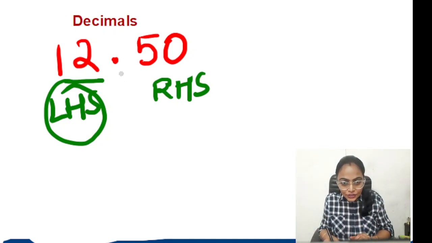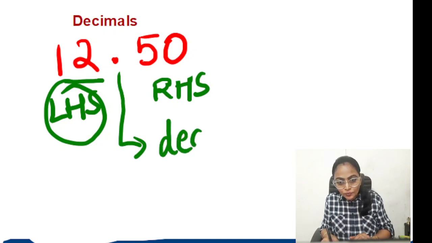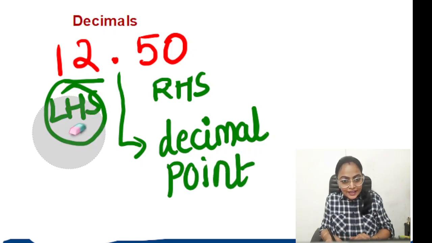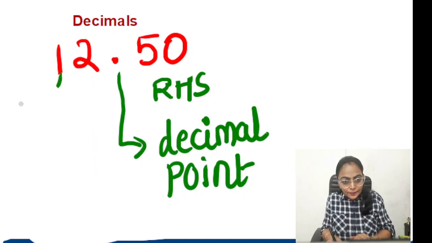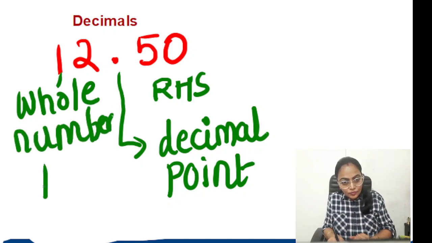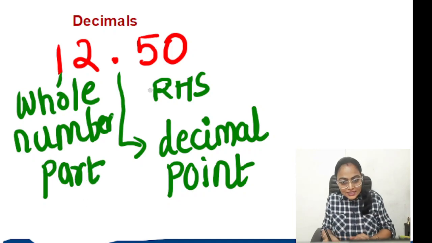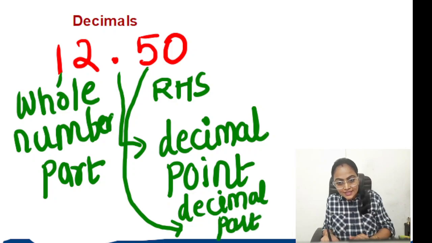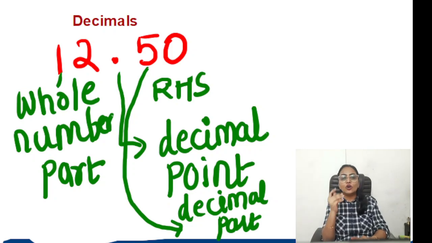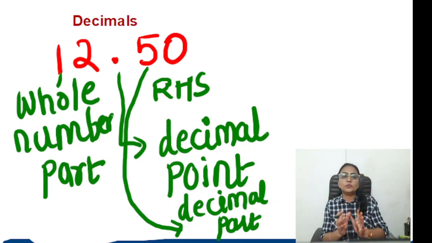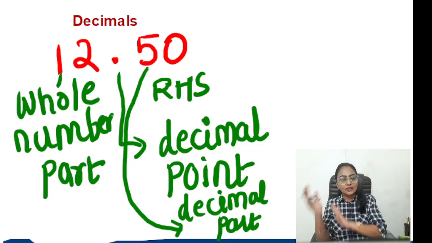Now, this dot is called the decimal point. This left-hand side is the whole number part, and this right-hand side is called the decimal part. Correct? That is, the decimal part represents the fractional part or the part of a whole. The left-hand side represents the whole number part, and the dot in between is called the decimal point, which acts as a separator between the whole and the part of a whole.